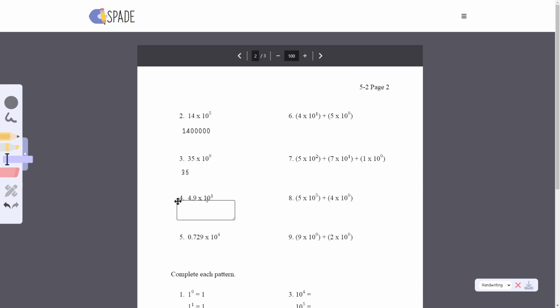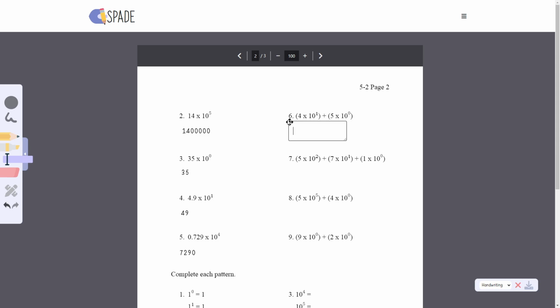4, 4.9 times 10 to the first power. That would be 4.9 times 10. All you need to do is move the 9 one place value over and shift the 4 one place value to the left. 49 would be your answer. 5, 0.729 times 10 to the fourth power. All you need to do is shift all the numbers one place value to the left. The answer you get is 7,290.